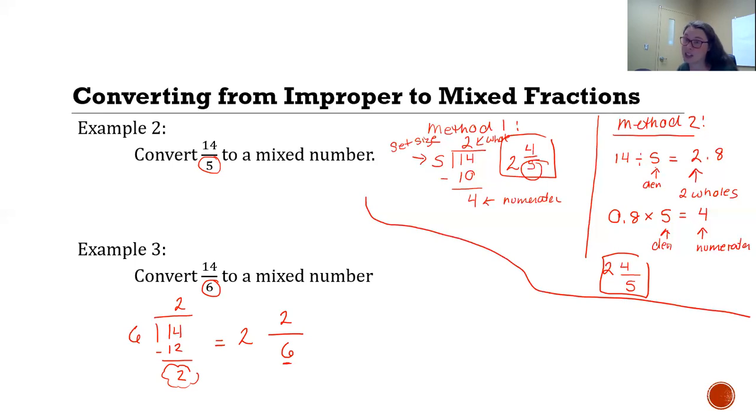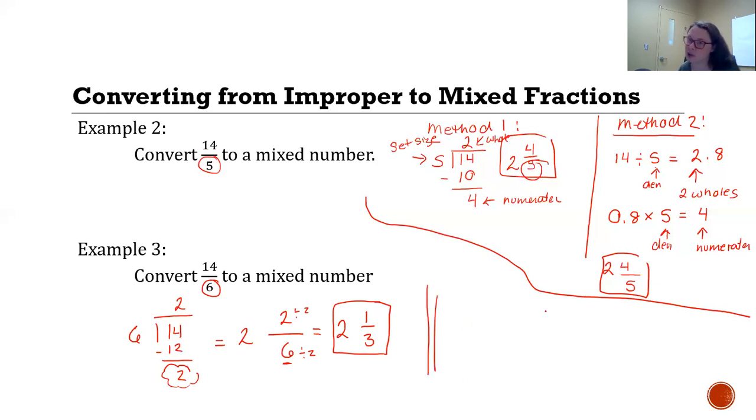But wait, this is not in lowest terms, so we have to simplify. The question doesn't say it, it's just assumed in fractions that you will simplify. We only need to simplify the fraction part. The whole number stays the same, so you don't have to do anything with it, you can just write it down. 2 divided by 2, and 6 divided by 2, 2 and 1/3 is my final answer.